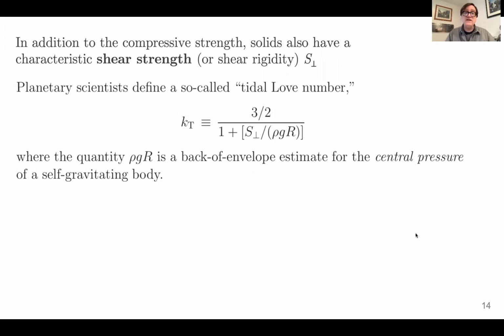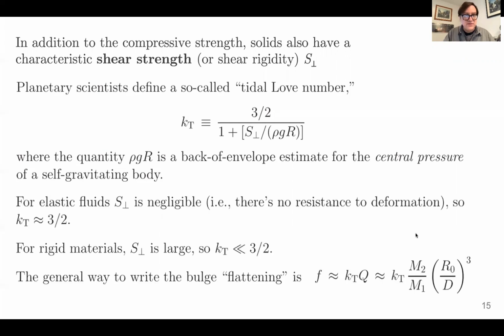So you can parameterize the shear strength in terms of this so-called tidal Love number. I had to look it up. It was named after someone named Love, Augustus Love. And there are several versions of it in different subfields. But in tidal forces, you can sort of write it like this, with an order unity constant in the numerator, another order unity constant in the denominator, plus this dimensionless ratio of the shear strength to something like the central pressure of the self-gravitating body. This rho g r is really just another version of that central pressure that I wrote a couple slides ago.